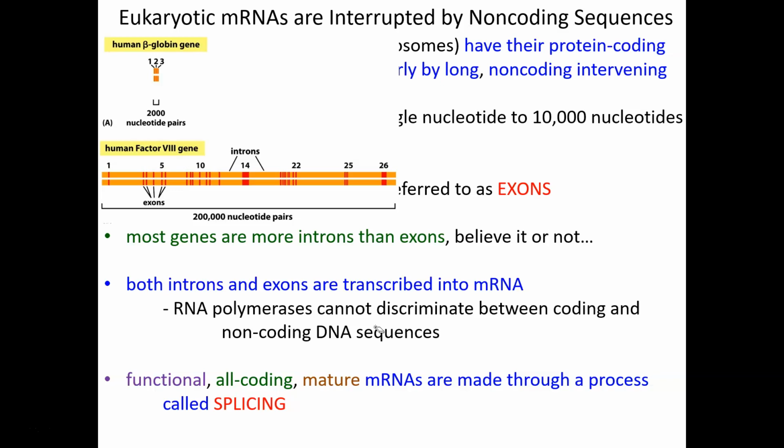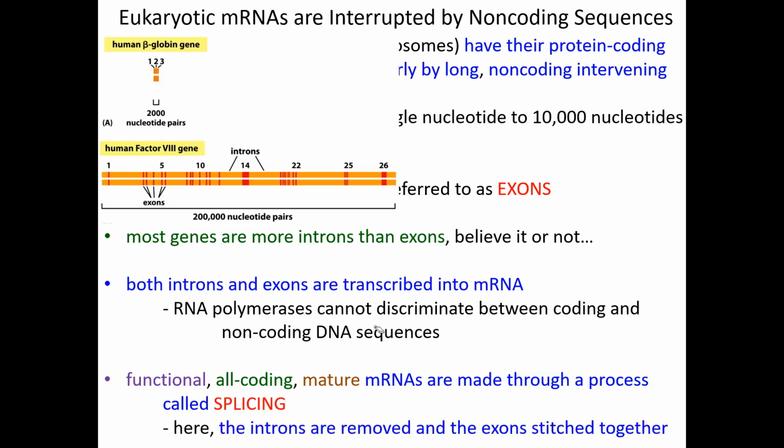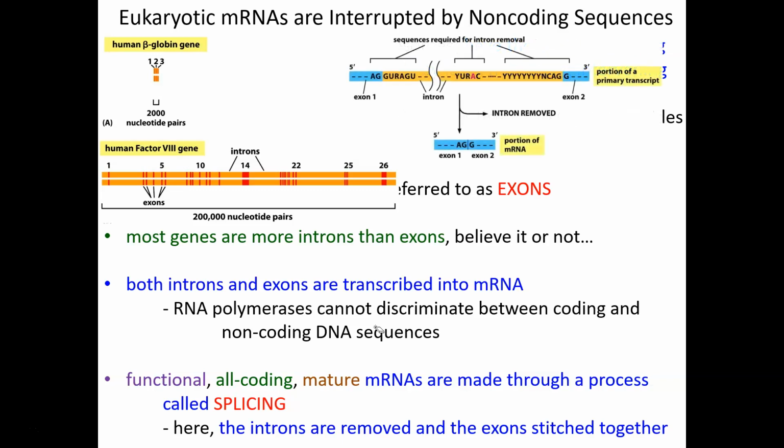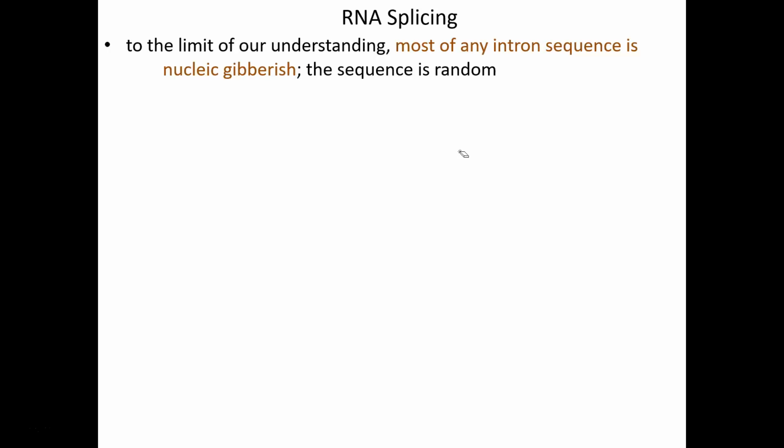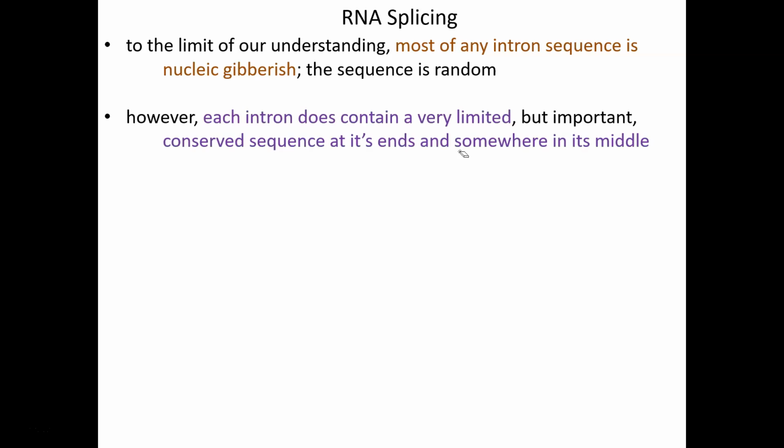So functional, all-coding, mature messenger RNAs are made through this process called splicing, where the introns are removed and the exons are stitched back together. So here we see a very long intron in orange. We need to cut that intron out and join these blue exons together so that everything is protein coding. RNA splicing is a very elegant, quite complex process that we'll just briefly introduce here. We won't talk too much about how it works, just give you a sense of how introns are spliced.